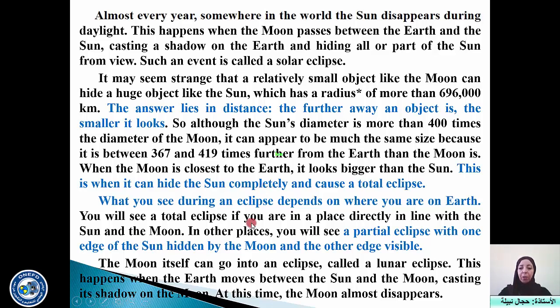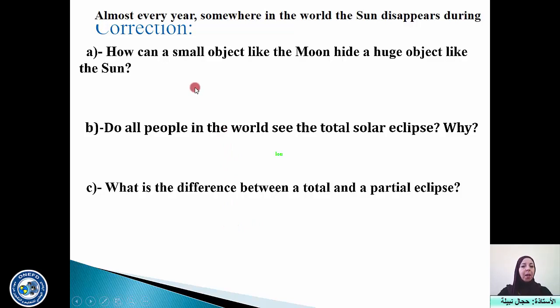All right. Now concerning the partial eclipse, it is mentioned in paragraph 3 that you will see a partial eclipse with one edge of the sun hidden by the moon and the other edge visible. Means one part is visible and the other part is hidden. This is what we call partial. This comes from part. All right. So here are the answers.